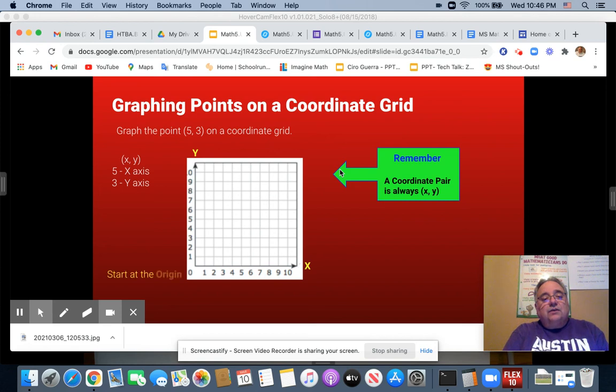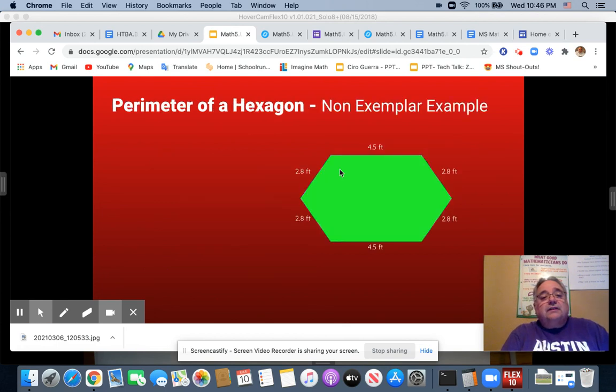We start at the origin, 0, 0. We go out on the x-axis, 1, 2, 3, 4, 5. Then, which is walking out, then we fly so we can get to the y. And we fly up 3 to get 5, 3. That was correct.